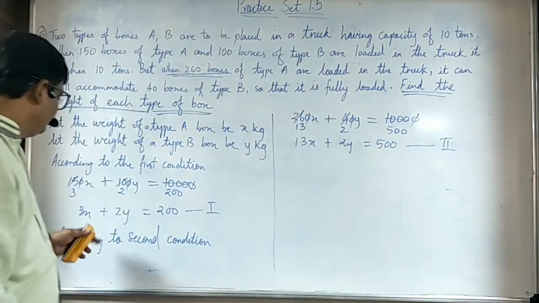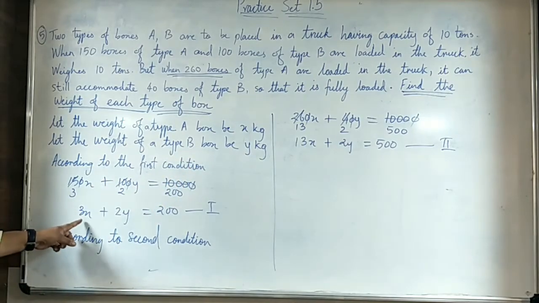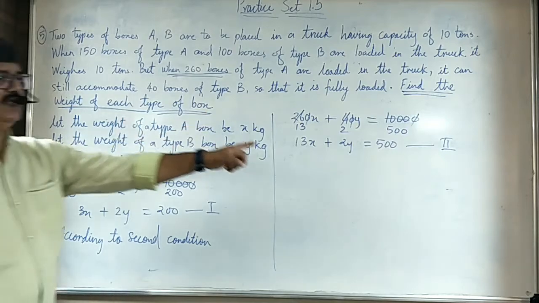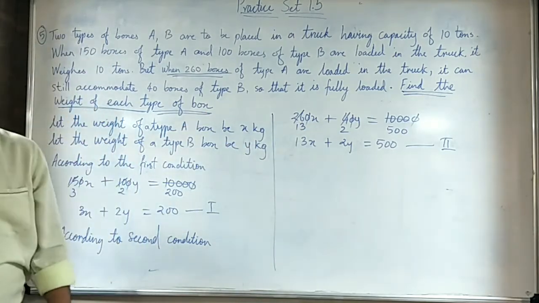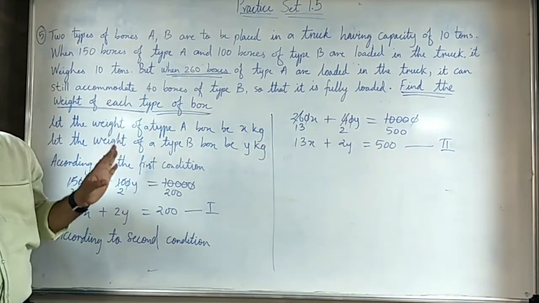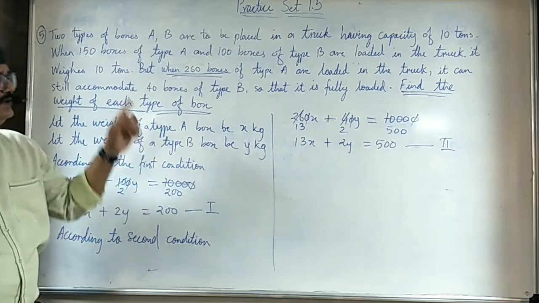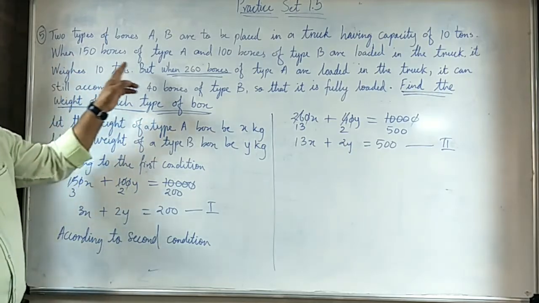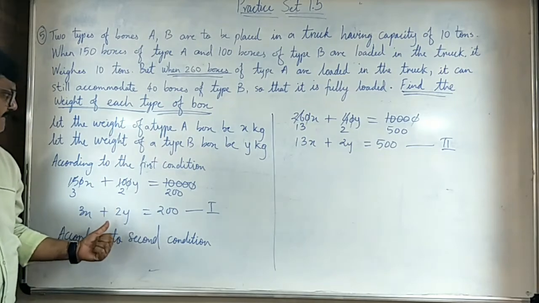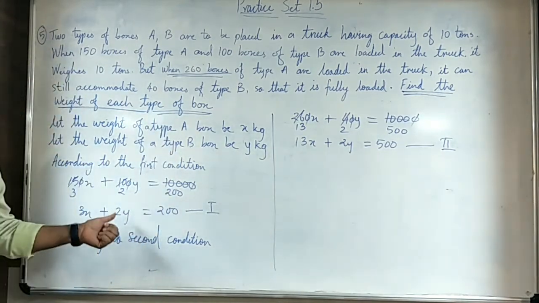So I got my first equation and my second equation. The first equation is 3x plus 2y is equal to 200, and the second equation is 13x plus 2y is equal to 500. Students, you must have easily understood how I got the equations. Second part, now you have to check that we follow the three steps which are equal.